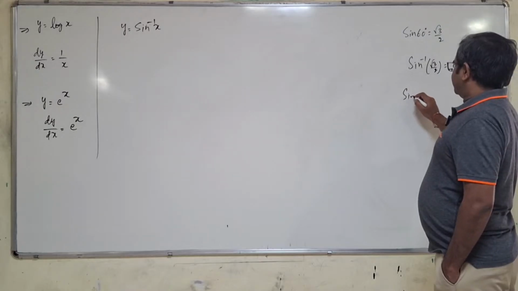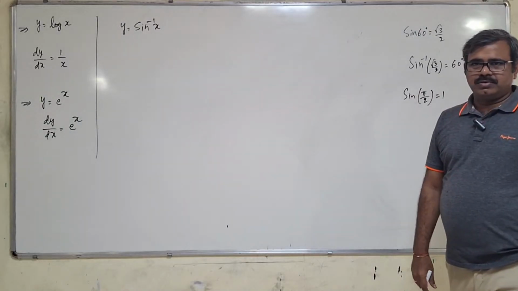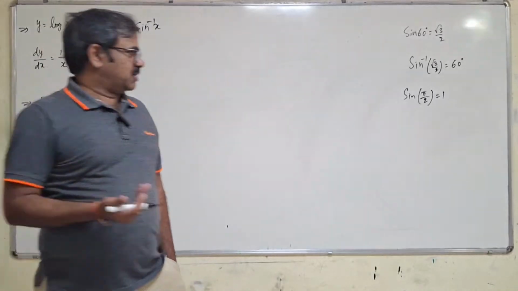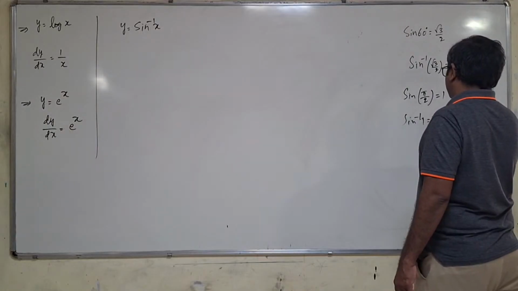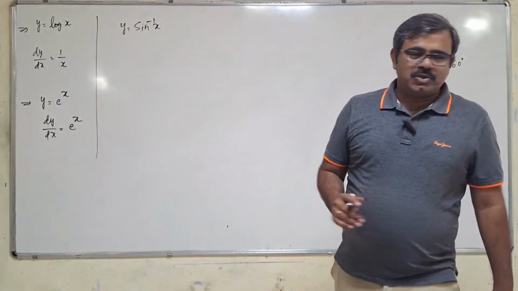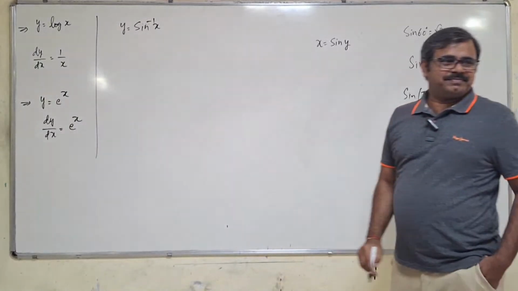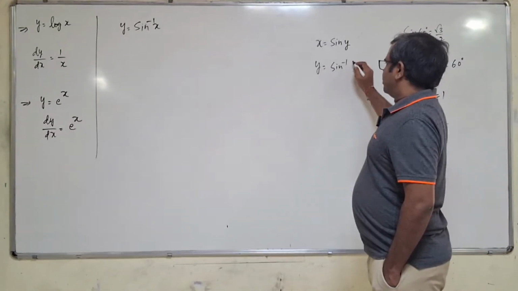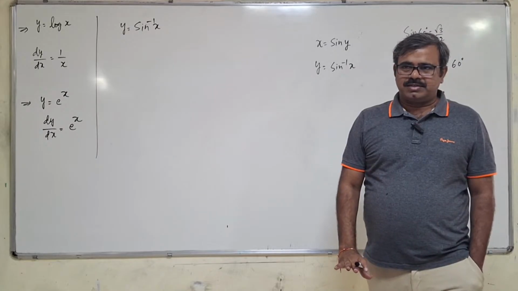Or if I say sine pi by 2 is equal to 1. What is pi by 2? 90 degrees. So sine pi by 2 is equal to 1 means sine inverse of 1 is equal to pi by 2. Are you following this? So when I write x is equal to sine y, what it means is y is equal to sine inverse of x. Do you understand this?